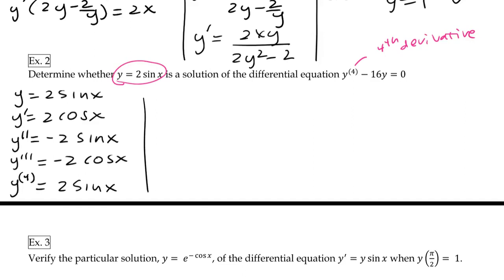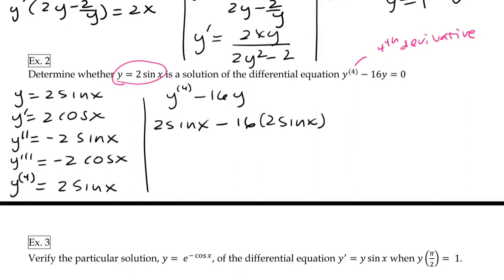Now the question is, if I take the fourth derivative, which is right here, and subtract 16 times the original function, will I get 0? Let's not write it equals 0 right away because we don't know if it does. We're trying to prove it. So the fourth derivative, let me write this out just so you can see exactly what I'm doing. The fourth derivative is 2 sine x minus 16. So again, I got the fourth derivative from right here, minus 16 times y, and I'm going to replace y with 2 sine x.